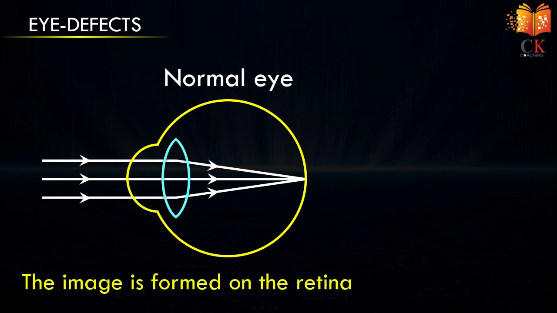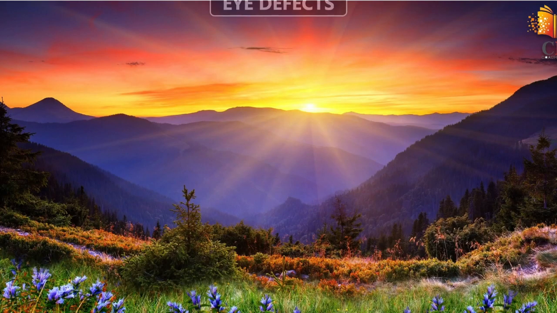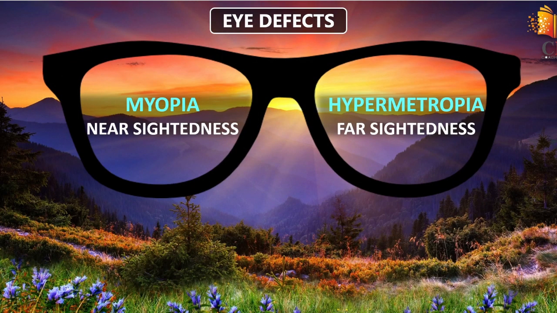But when there is an eye defect, like myopia, which is nearsightedness, or hypermetropia, or farsightedness, then images are formed either before the retina or behind the retina. So let's first understand myopia, or nearsightedness.